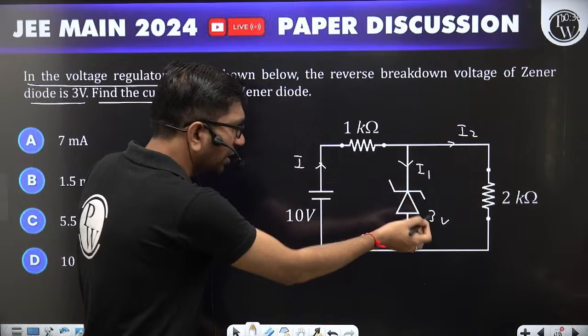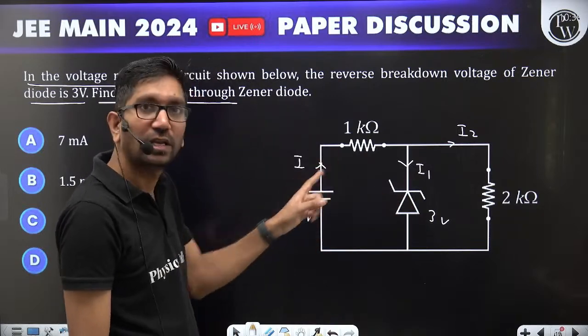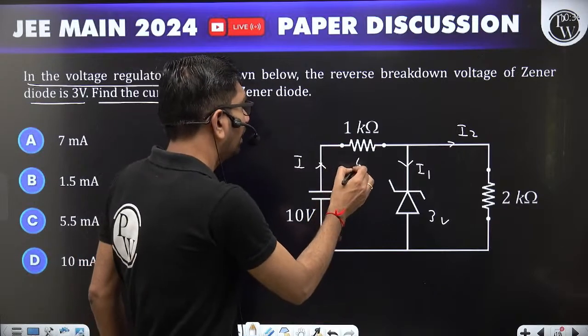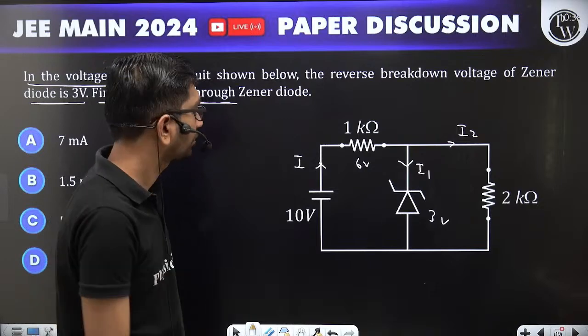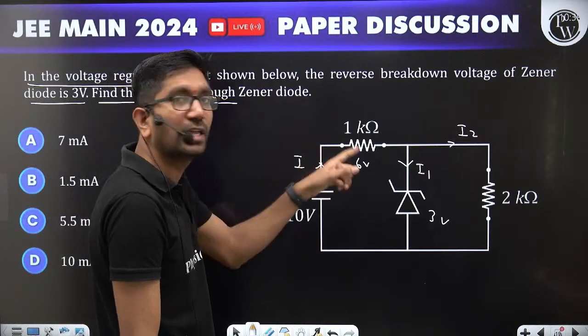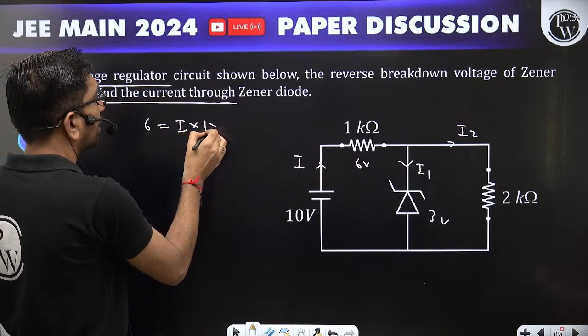So this Zener diode has a 3 volt drop, right? So what is left? The left is 6 volt. The 6 volt will drop across this resistance, right? Yes or no? Correct. Now we can calculate the I value from here, right? V equals IR. 6 equals IR.